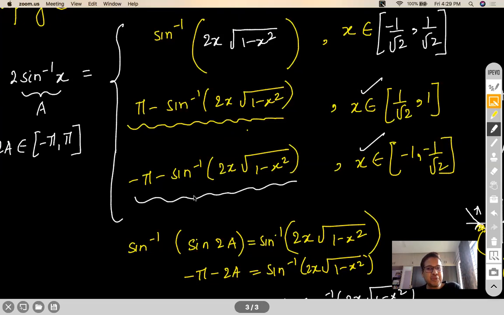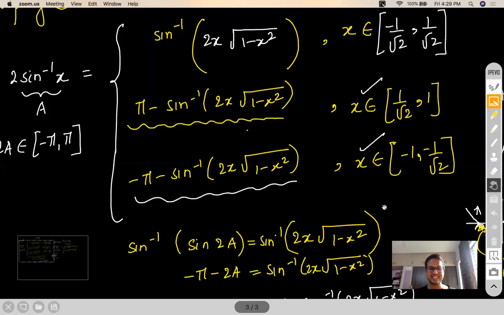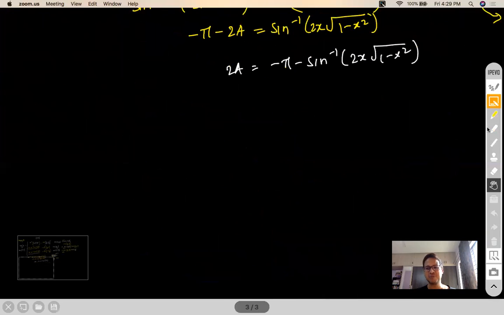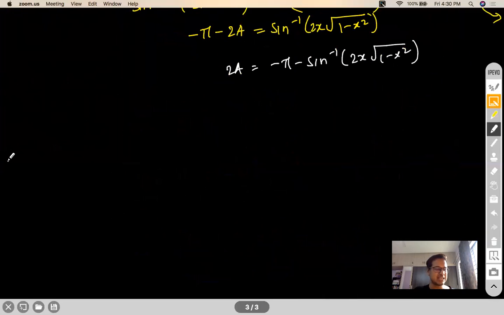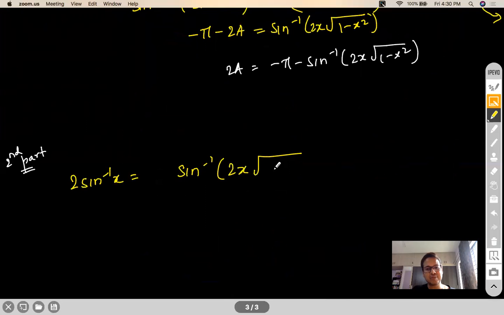How do you go from 2 to 3 directly? Change your x with a minus x. Chalo, I will do that also, as an exercise. So I know the second part of the formula, let's say. What is the formula? I'll write it again. 2 sine inverse x is sine inverse of 2x under root 1 minus x square.